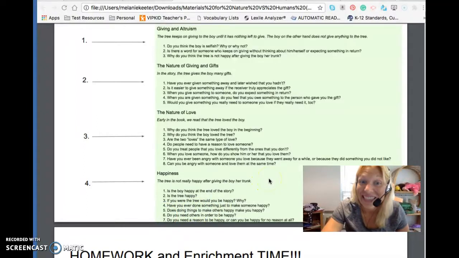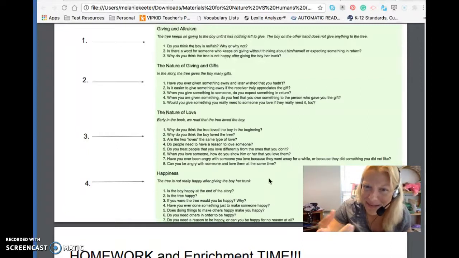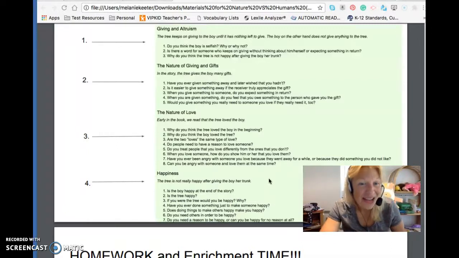And happiness is the last category. The tree is not really happy after giving the boy her trunk. Number 1, is the boy happy at the end of the story? Number 2, is the tree happy? Number 3, if you were the tree, would you be happy? Why? Number 4, have you ever done something just to make someone happy?